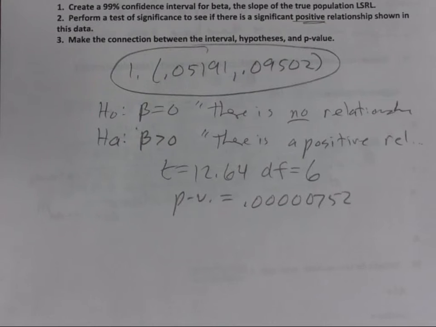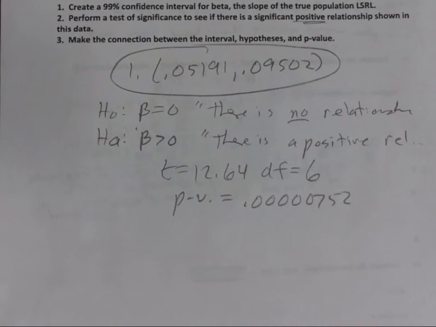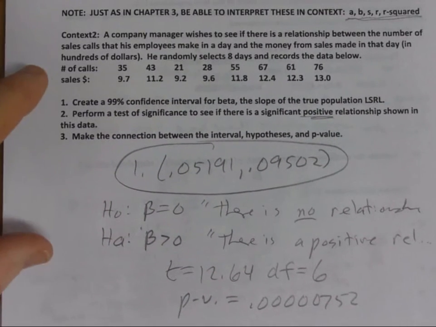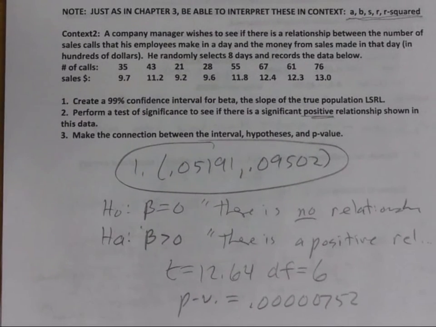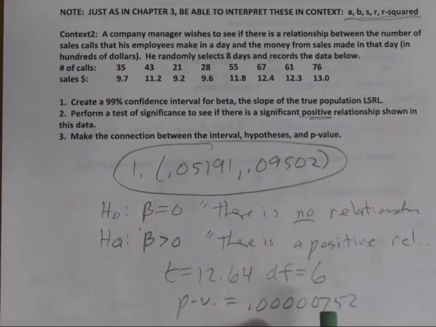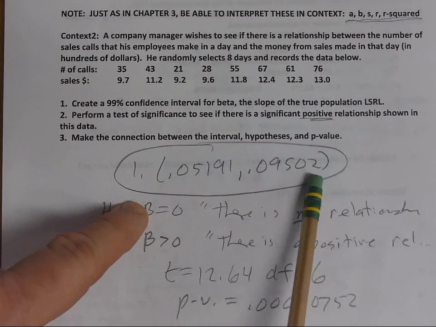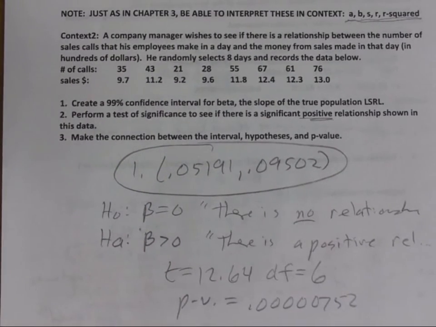And so you would say, just like we've done with our other tests, this p-value is below 0.05, thus I reject the null. Thus, we have convincing evidence that there is a positive relationship between number of calls and sales money for this company. So that's how you do the test. And then the connection with the interval and the hypothesized value is this p-value is telling us to reject the null. The null is effectively 0, and 0 is not in the interval, meaning it's not a plausible value and should be rejected. And so there you go.